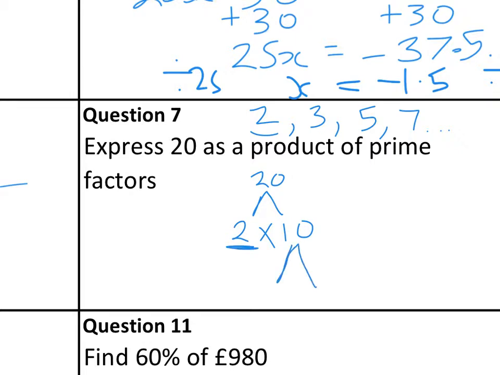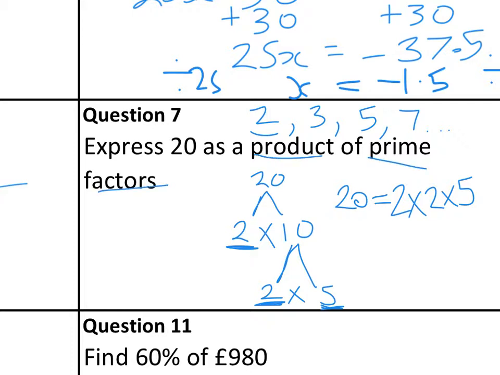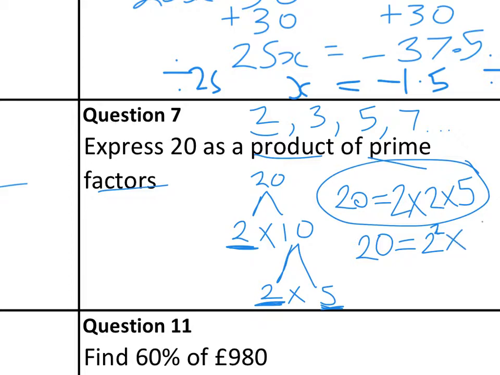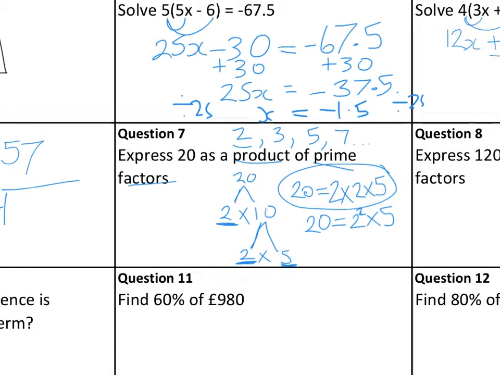10 is not prime. I do the same again. 2 times 5. 2 is now prime, I stop, and 5 is prime, so I stop. So 20 equals 2 times 2 times 5. Product means multiply prime factors. This is a product of prime factors. Sometimes it's written as 20 equals 2 squared times 5. Two 2's.